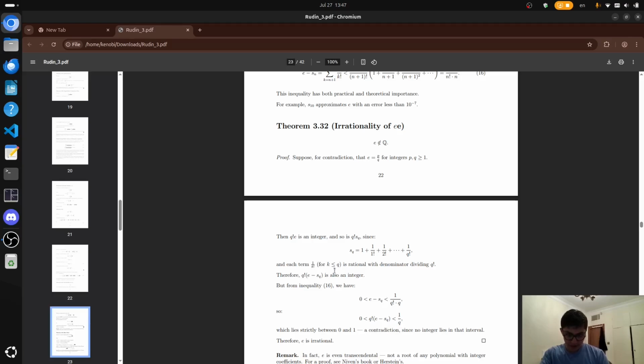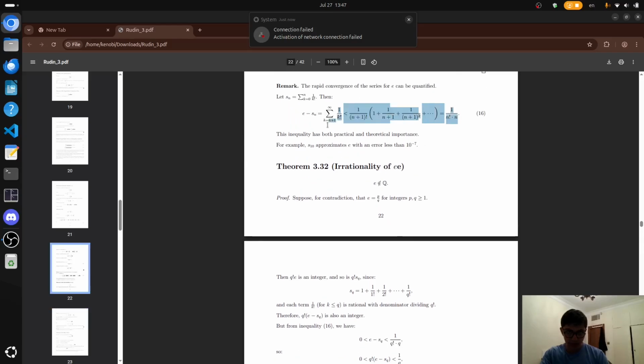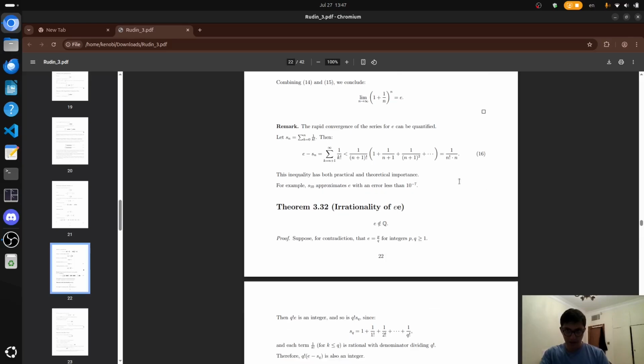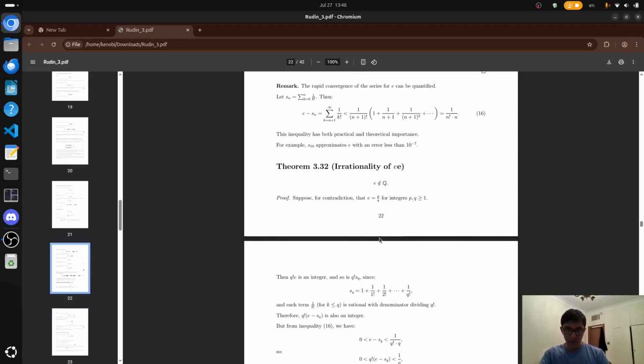So that means that k factorial, okay, by using this inequality over here, that's e minus Sn is less than 1 over n factorial n. We replace it with q over here, right? And we multiply by q factorial on both sides to get this expression over here. So q factorial e is equal to q factorial times p over q. So it's going to be q minus 1 factorial times p, which is an integer.